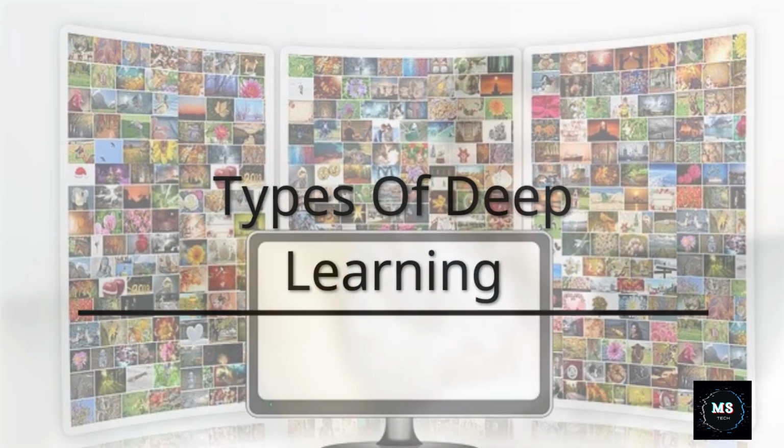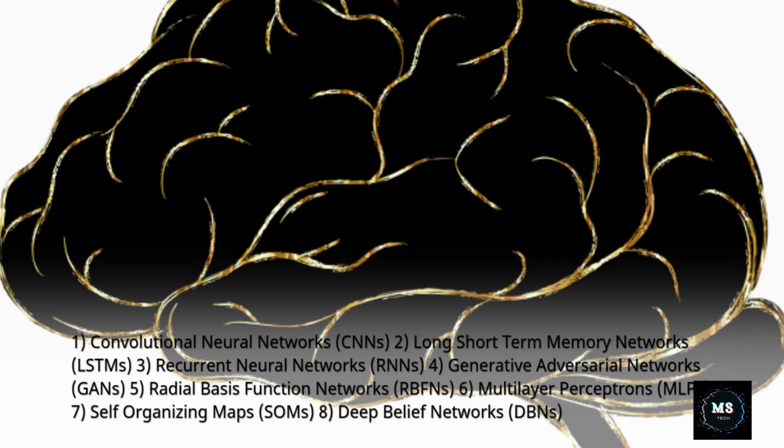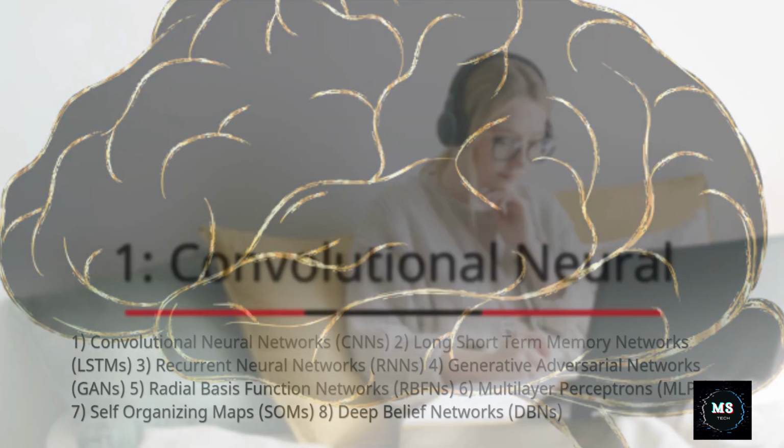Types of deep learning. 1. Convolutional neural networks, CNNs. 2. Long short-term memory networks, LSTMs. 3. Recurrent neural networks, RNNs. 4. Generative adversarial networks, GANs. 5. Radial basis function networks, RBFNs. 6. Multi-layer perceptrons, MLPs. 7. Self-organizing maps, SOMs. 8. Deep belief networks, DBNs.